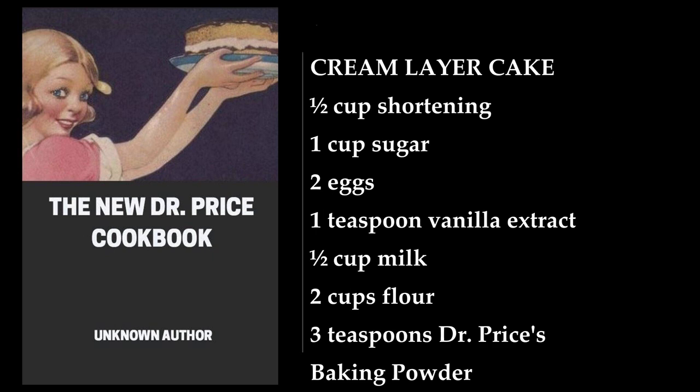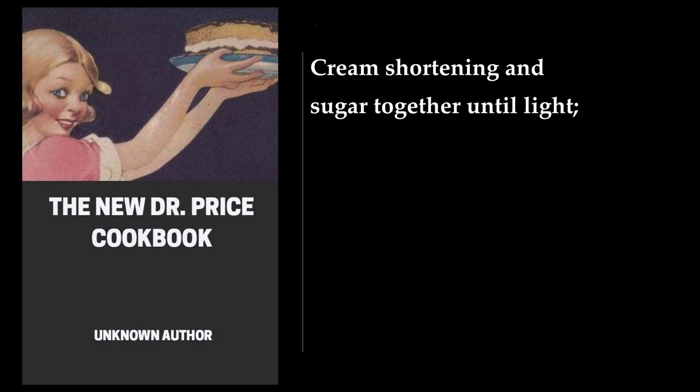Cream layer cake. 1/2 cup shortening, 1 cup sugar, 2 eggs, 1 teaspoon vanilla extract, 1/2 cup milk, 2 cups flour, 3 teaspoons Dr. Price's baking powder, 1/4 teaspoon salt. Cream shortening and sugar together until light.